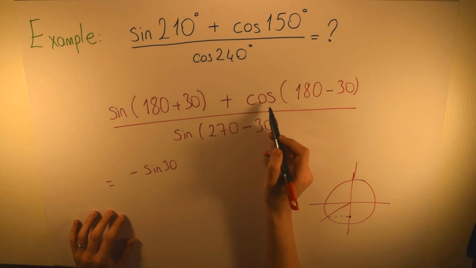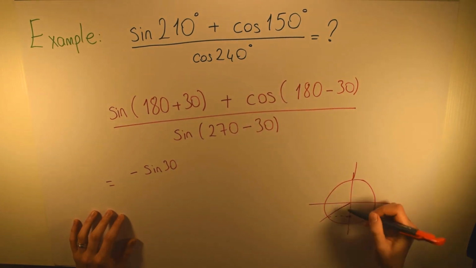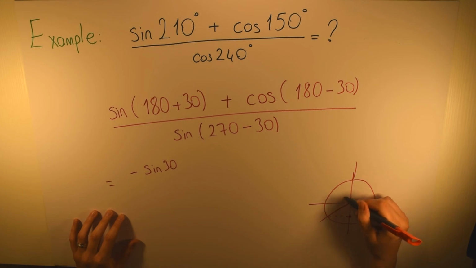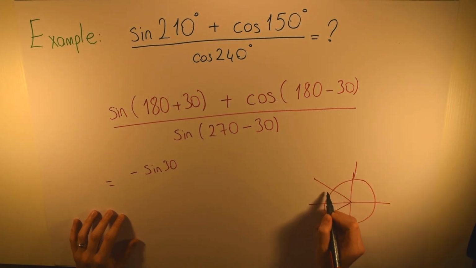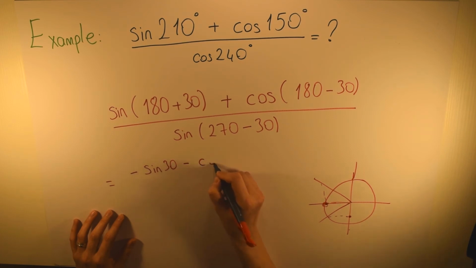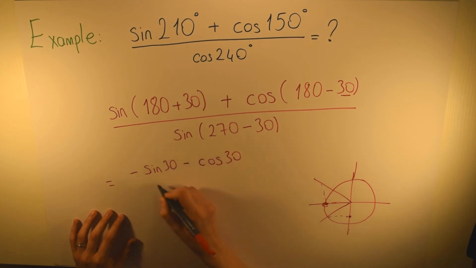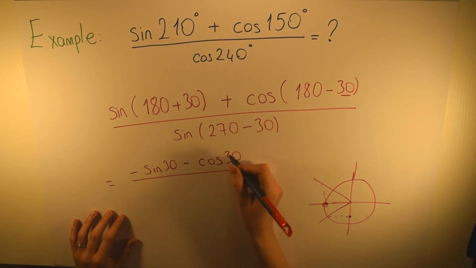Okay, let's continue with this one. Cosine 150 degrees. So 150 is somewhere here. As you can see, our cosine line is on the negative side, right? That's why this should also be minus cosine, and I need this part, 30. Okay, let's look at this one.